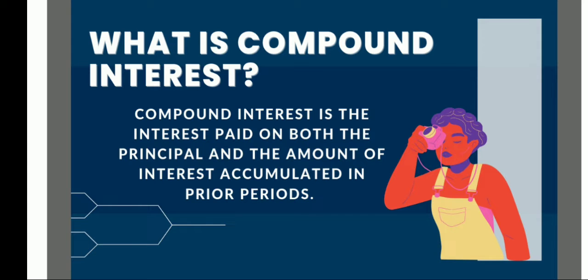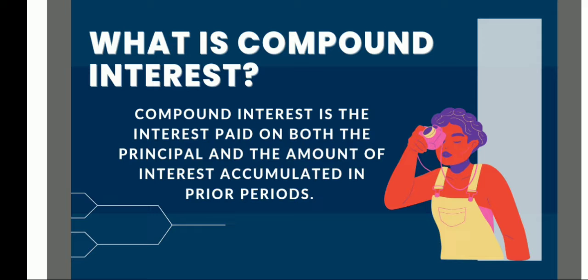Compound interest is the interest paid on both the principal and the amount of interest accumulated in prior periods. Compound interest, also known as compounding interest, is the interest on a loan or deposit calculated based on both the initial principal and the accumulated interest from previous periods. It will make a sum grow at a faster rate than simple interest, which is calculated only on the principal amount.